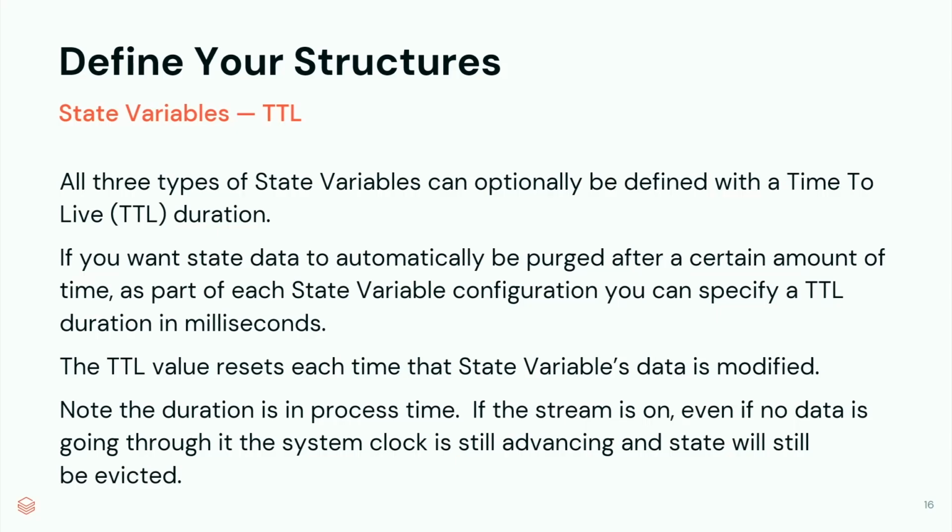Another thing with these state variables is time to live. So the built-in operators do something for you. They will evict state after a certain amount of time. If you want to have something similar like that happen for you automatically, you can define a time to live on each of these variables. Now the time to live for the value state variable, of course, is the time to live for the entire value, and when that time is up, it will evict. For the list state variable, that time to live is actually going to apply to each row individually. And then for the map state, it will be for each key value pair.